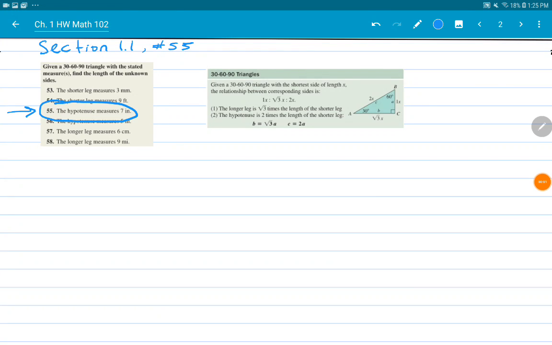In section 1.1 homework, problem number 55 gives us a 30, 60, 90 triangle. So my rule is up there. And I know the ratio of that triangle is going to be the shortest side, which is across from the 30 degree angle. That one is going to be just x as far as the ratios go. The longest leg, the one across from the 60 degree angle, is x times radical 3. And across from the right angle, the hypotenuse is 2x.